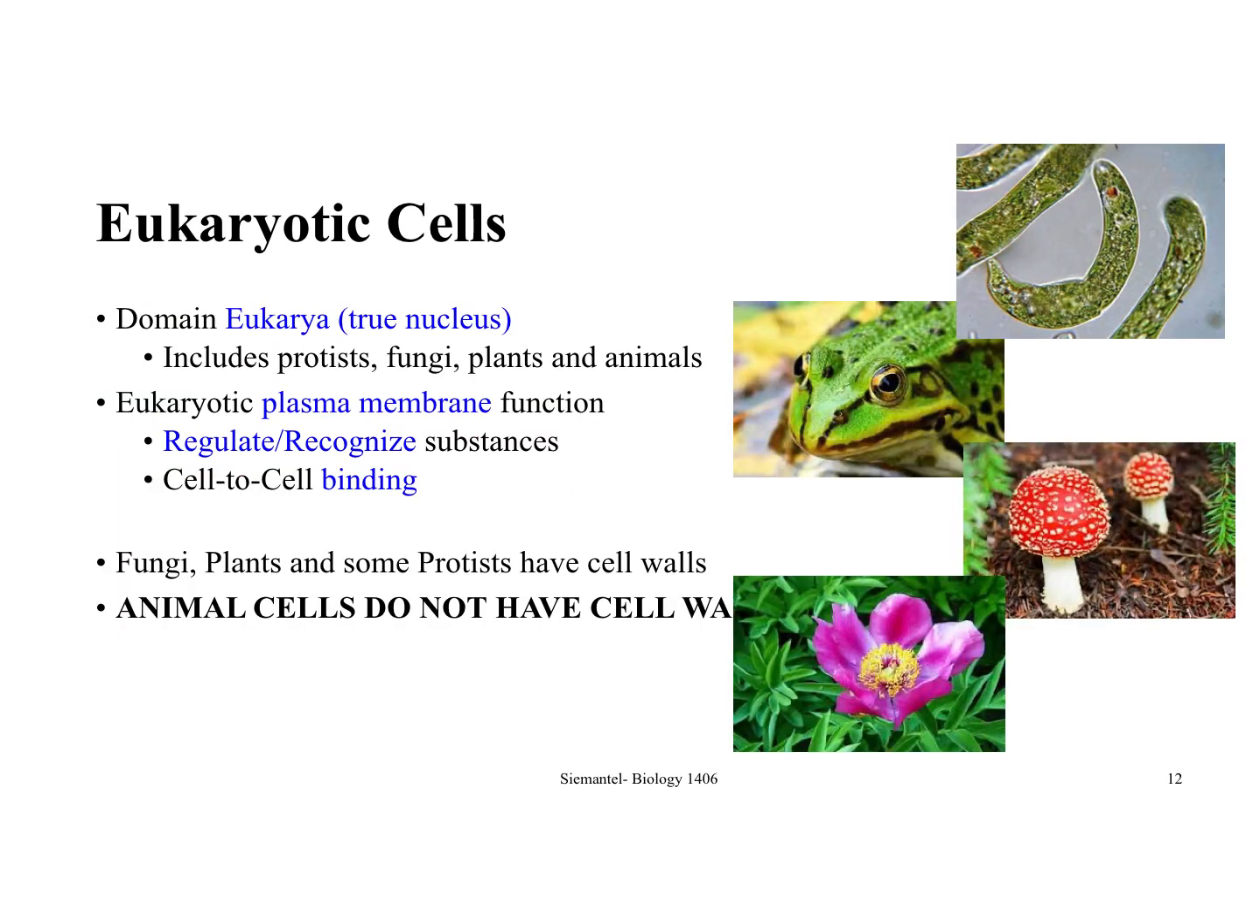Okay, eukaryotic cells. So these guys are the ones with the true nucleus. They are part of domain eukarya, and that's going to include everyone that isn't a bacteria. So all of my protists, my fungi, my plants, and my animals have eukaryotic cells. The eukaryotic plasma membrane is really just there to regulate and allow for the movement of substances in and out, and it also helps with cell to cell binding.